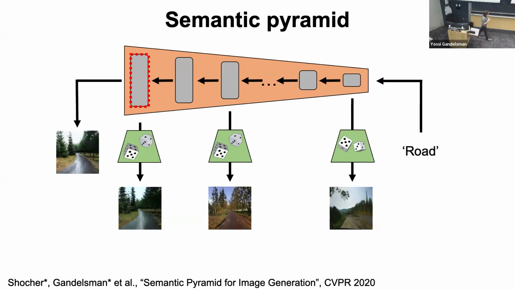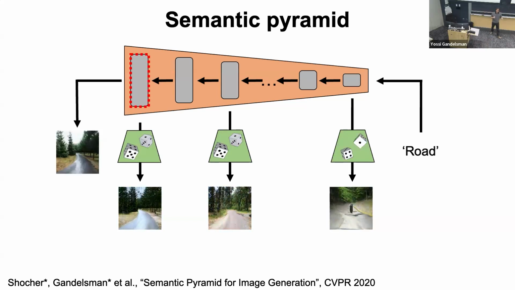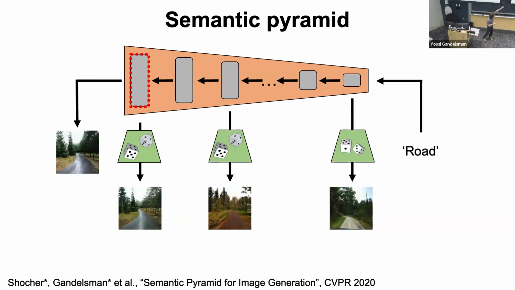Why did we call it semantic pyramid? Because it gave us a continuum from things that, as I said, are very similar to the image at the pixel level, to things that are very similar to the image in semantic understanding, in the fact that this is a road, but lose all the pixel information. Because that's basically how this classifier works. It loses pixel information and gains semantic information as it processes the image.